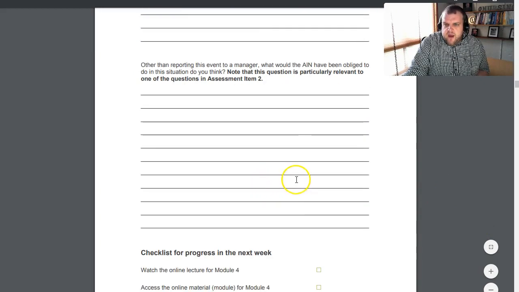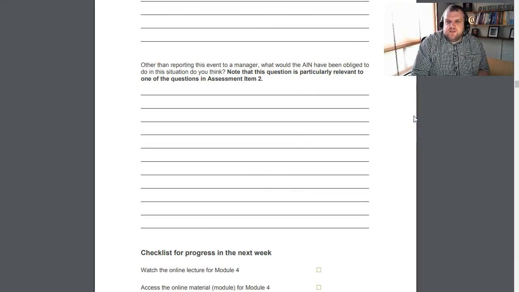Then perhaps the most important part of this week is, other than reporting the event to a manager, what would the AIN have been obliged to do in this situation, do you think? Note that this question is particularly relevant to one of the questions in assessment 2. So almost verbatim, this is what the question is. It talks about what a witness is obligated to do, beyond reporting it.